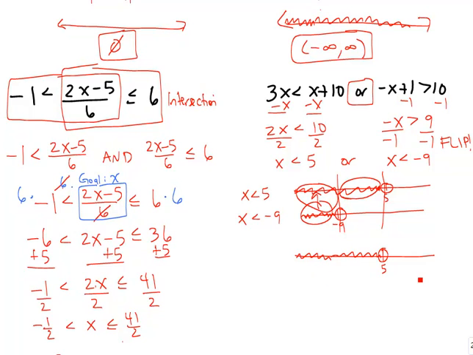So here's my final graph. What would that be as an interval? Well, to the left we're starting at -infinity and we're going up to 5, open parentheses around both.